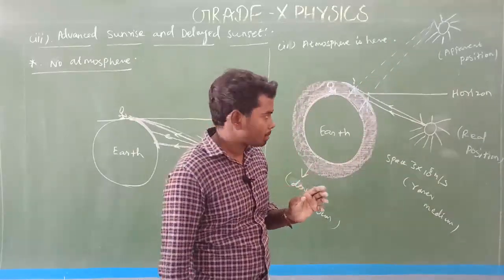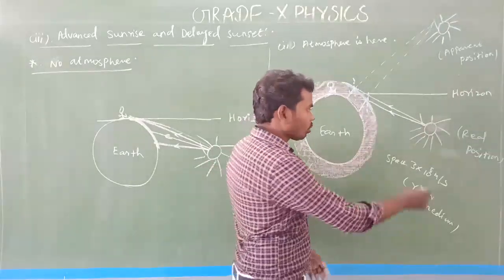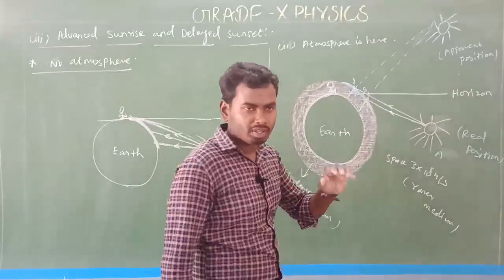Note this point, very important. This is the original position of the sun. Consider I am going to give names: this is A and this is B. Original position of the sun, A, B.